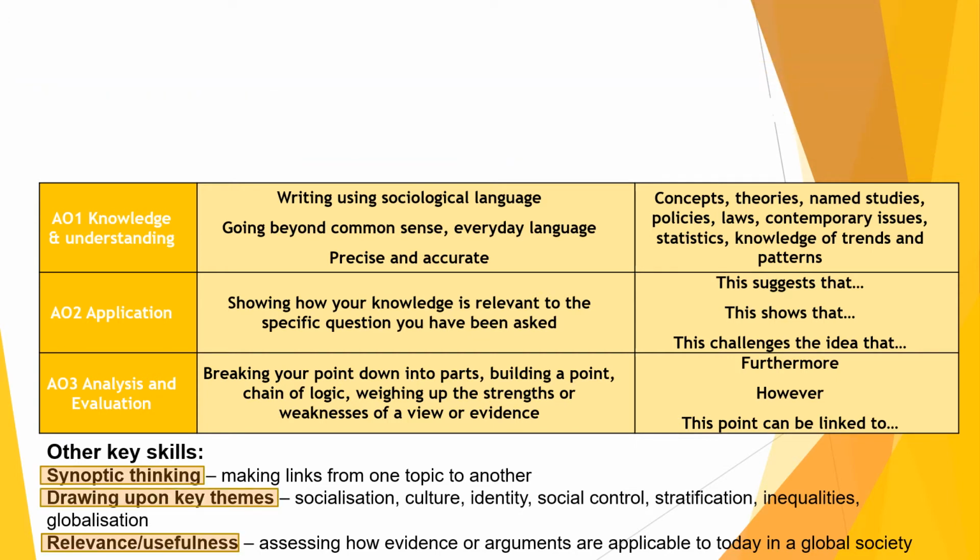Other key things to highlight: synoptic thinking. So as I said, family 10 markers tend to draw connections between two different topic areas. So how gender changes affect childhood, or how social policies affected family structure. So again, it's about trying to make connections between two topics. Draw on the key themes: socialization, culture, identity, always key themes. To include globalization is a really good one for trying to keep it contemporary. And the relevance and usefulness, these are always good things to highlight.